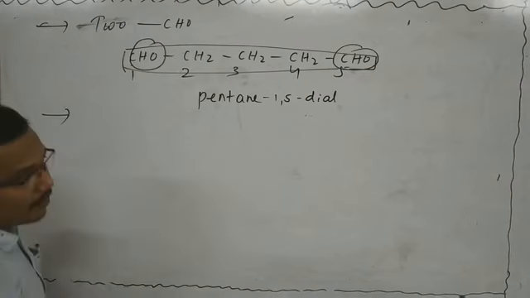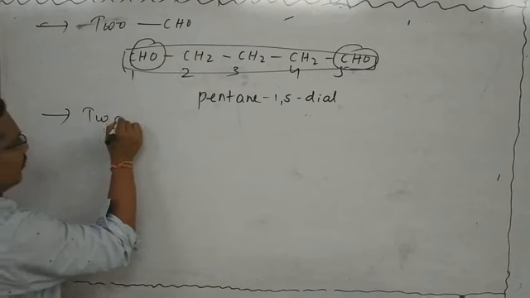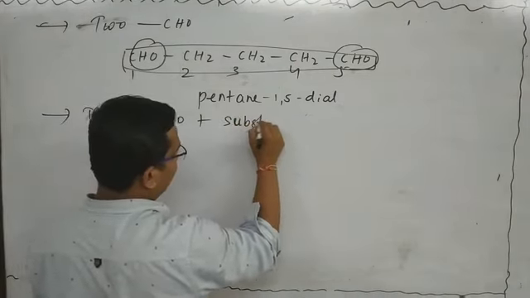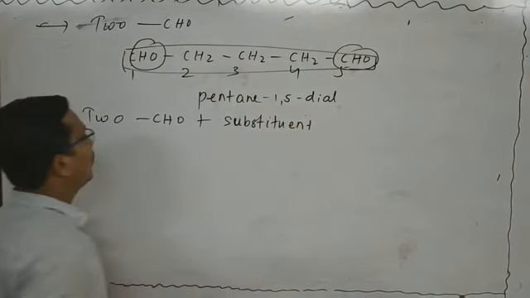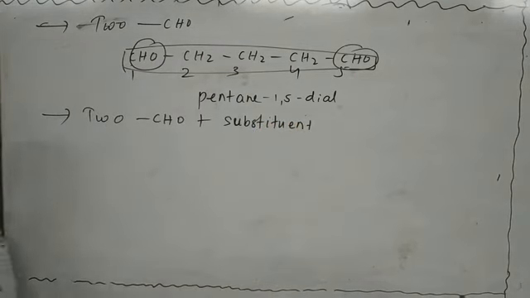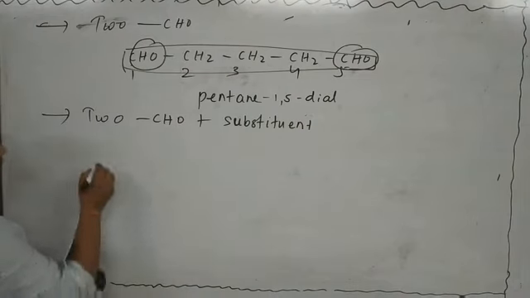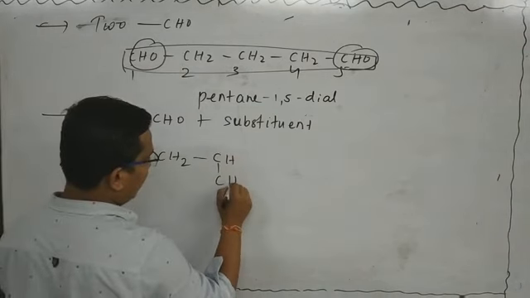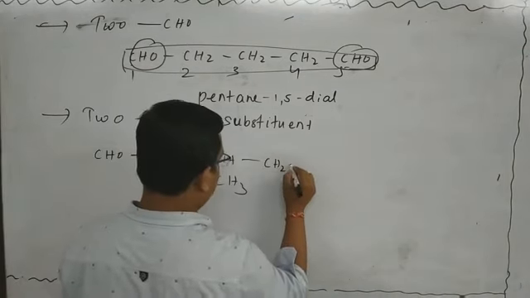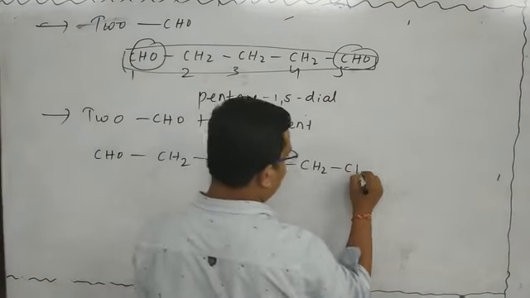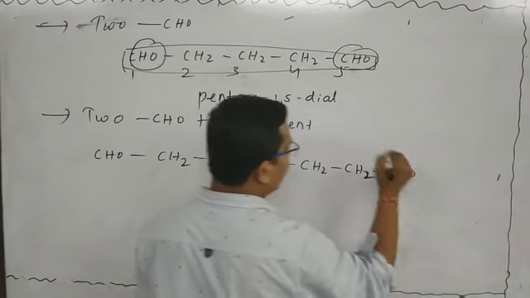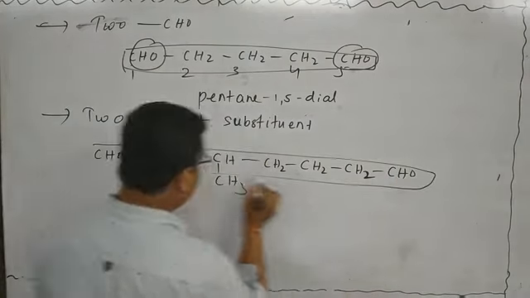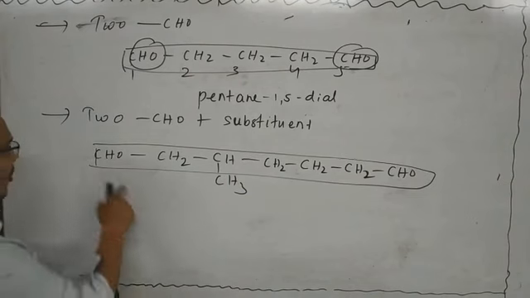Suppose an organic compound contains 2 CHO plus a substituent. Take an example: CHO, CH2, CH, CH3, CH2, CH2, CH2, CH2. Then what will be the name of this compound? This is your long chain.